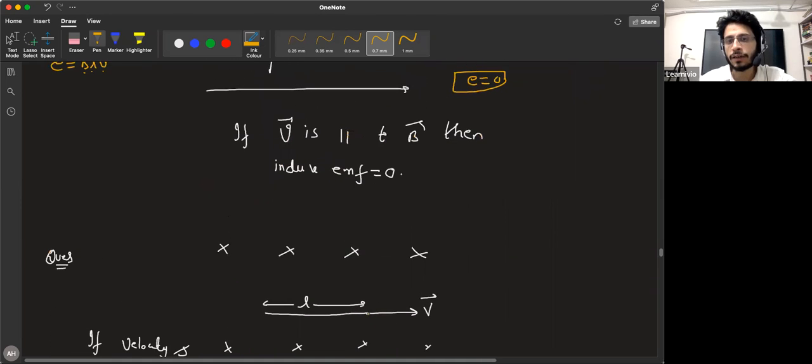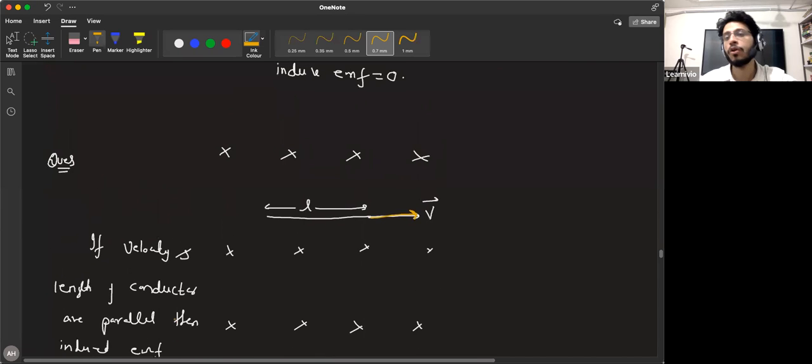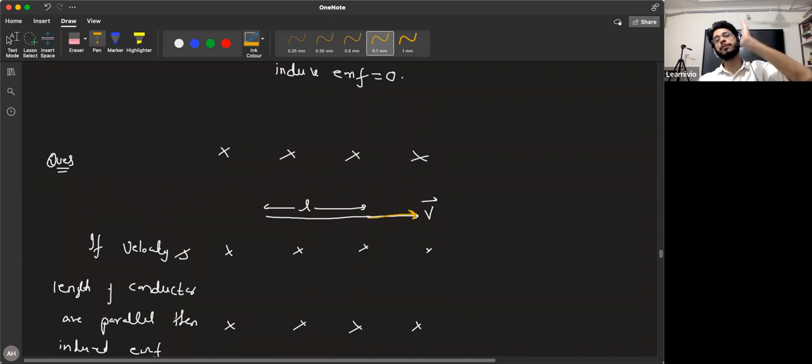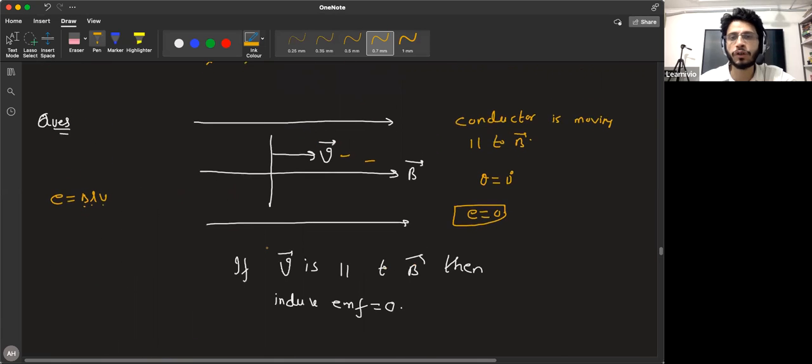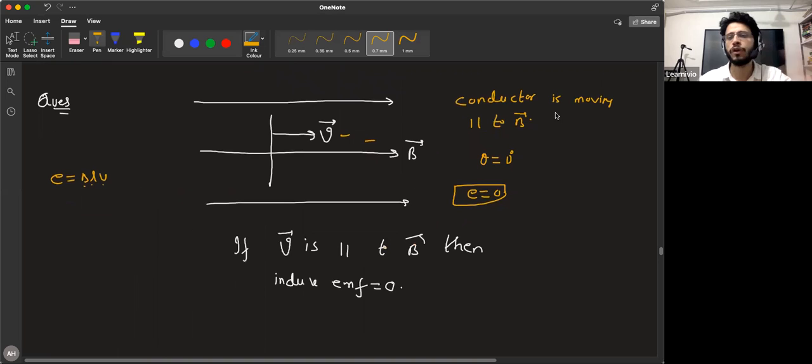Next part. See here also, your conductor is moving in this direction. So what is the angle between length and velocity? The conductor is moving along the x-axis and the length is also along the x-axis. What is the angle between L and V? 0 degrees, again. So if velocity is parallel to length, then again induced EMF will be zero. For induced EMF, B, L and V should be mutually perpendicular. If they are not perpendicular, you will not get EMF. Your induced EMF will be zero. So here it is zero, and this is also zero. Note it down. If you get these two cases in the exam, you can directly write it to be zero. You won't get any EMF.